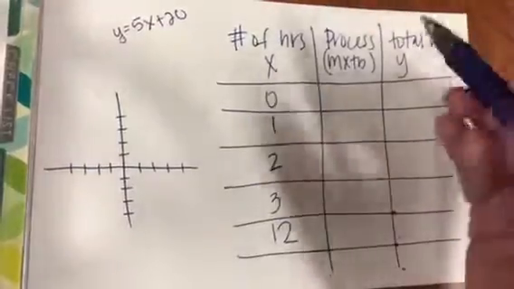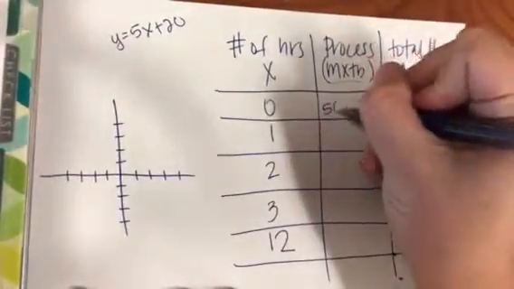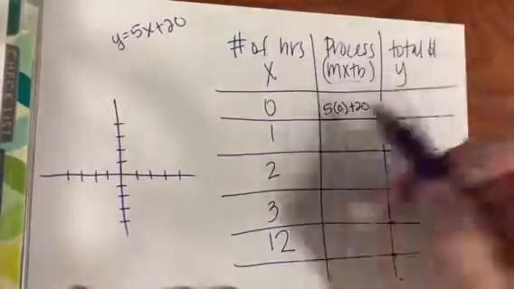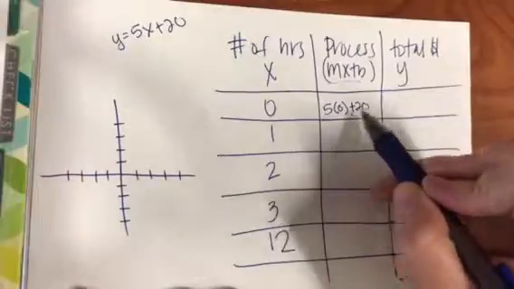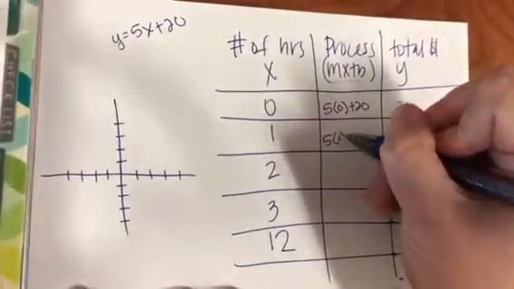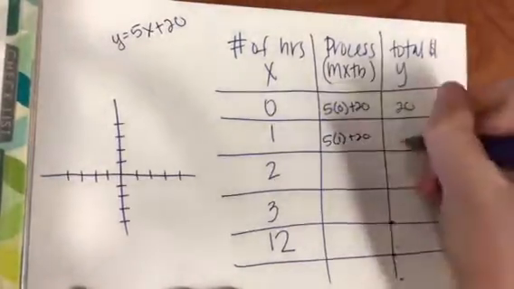Right. Now, I'm going to create a table. So my process, 5 times 0. If she works 0 hours, how much money does she have? Well, 5 times 0 is 0 plus 20, so she has $20. For 1 hour, 5 times 1 is 5. Plus 20 is 25.